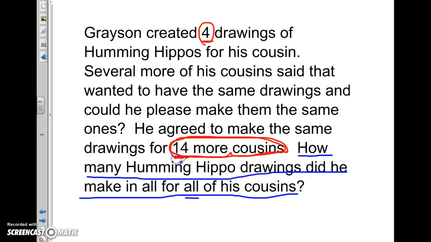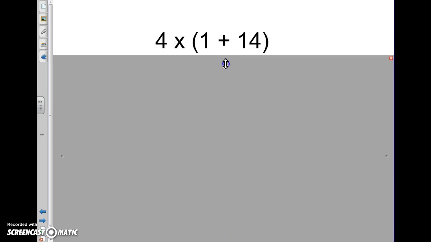So I'm going to go ahead and give you an opportunity to solve this problem on your own. The question, remember, is how many humming hippo drawings did he make in all for all of his cousins? Go ahead and do your best. Okay, so this is what mine's going to look like. First of all, I know that he's making 4 drawings for each of his cousins.